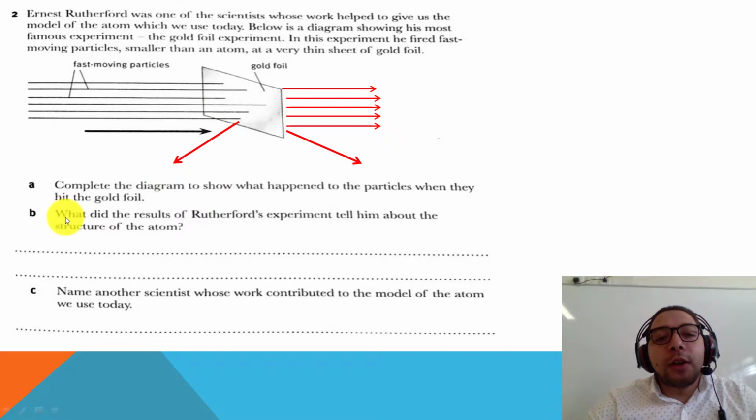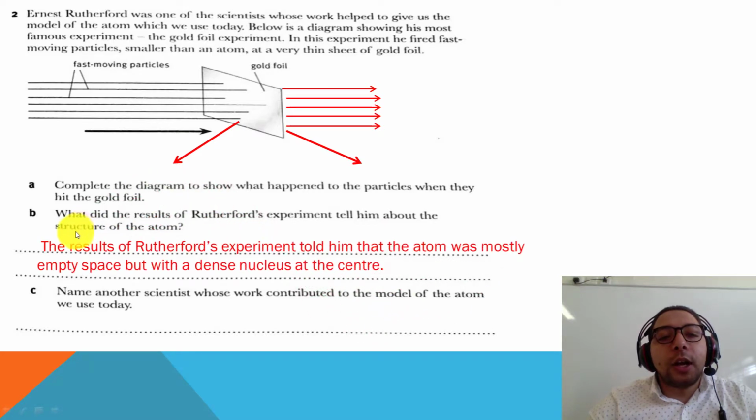Perfect. Second question, what did the result of Rutherford's experiment tell him about the structure of the atom? It tells him that most of the atom is space, that's why most of the rays went through, but we have a dense nucleus found inside at the middle of the atom, that's why we have few deflected and reflected rays. Name another scientist whose work contributed to the model of the atom we use today.